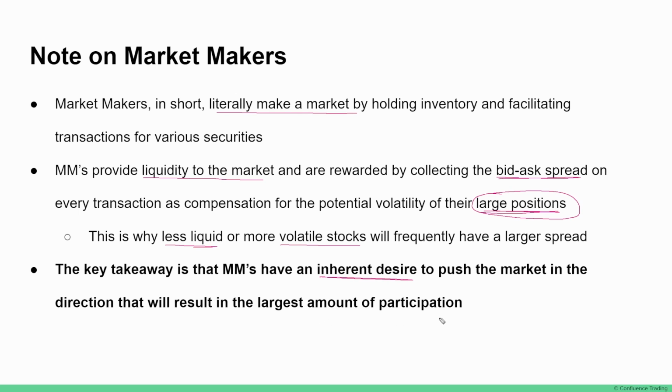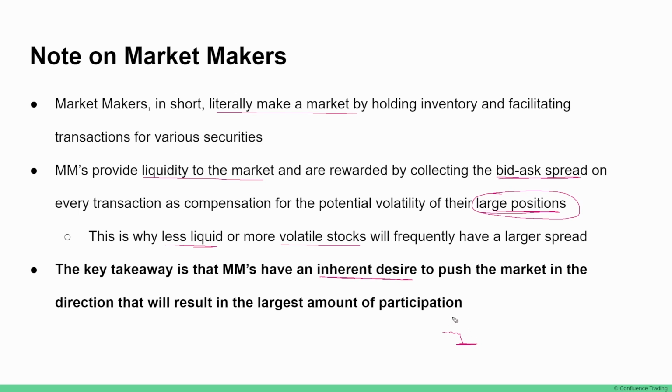Because they want to fill those orders because they get paid the bid-ask spread. So if there is a 100,000 share order sitting down here and price is just moving along here, market makers have a bias, an inherent desire, again, to make sure that that order gets filled because they're going to get paid 10 cents or 1 cent on all 100,000 shares that get transacted.